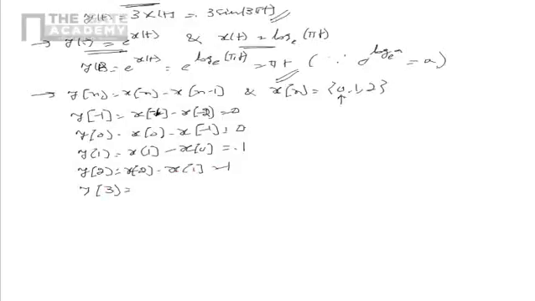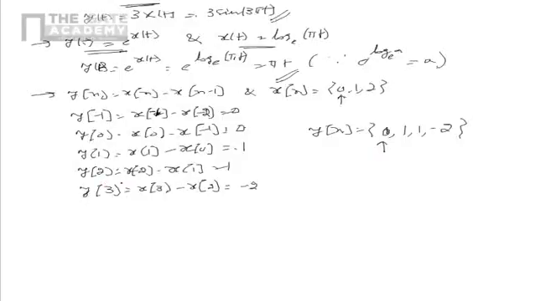And y of 3 is equal to x of 3 minus x of 2. This is equal to minus 2, because this is 0 minus 2. From this we see that the response of the given system for the given input is equal to 1, 0, 1, 1, minus 2. Here the value 0 corresponds to the instant n equal to 0.